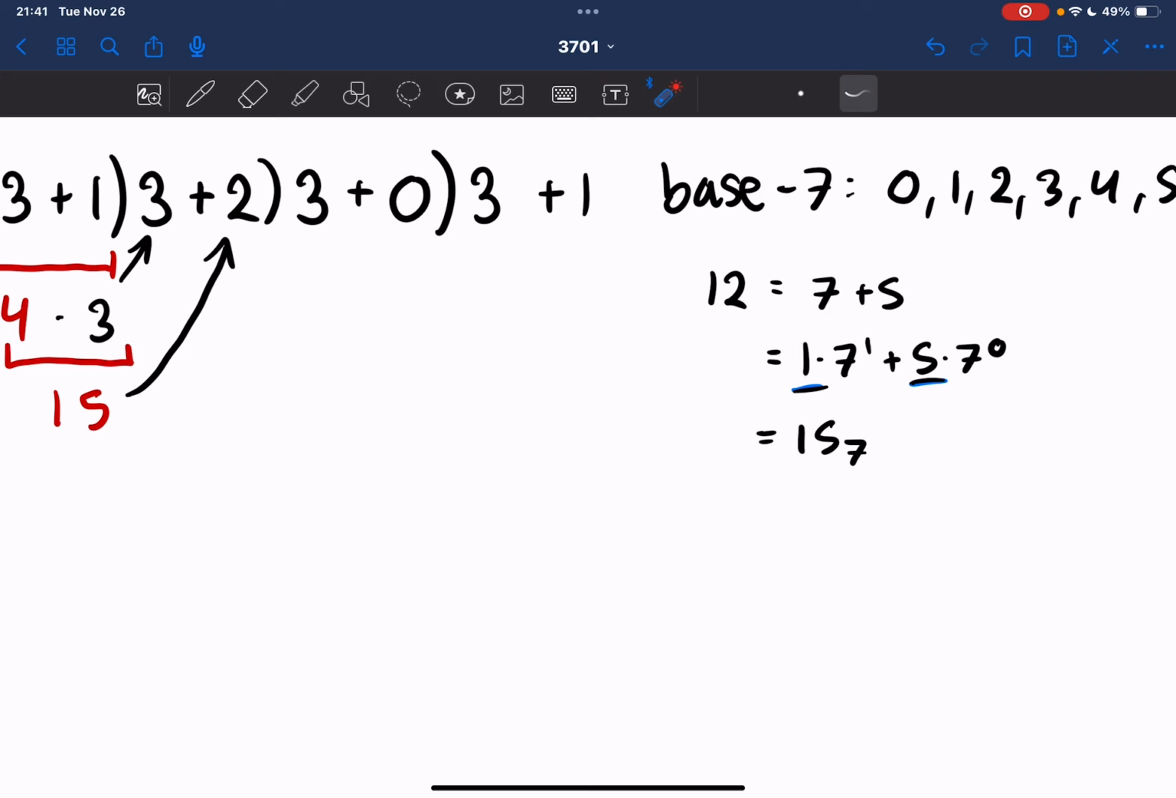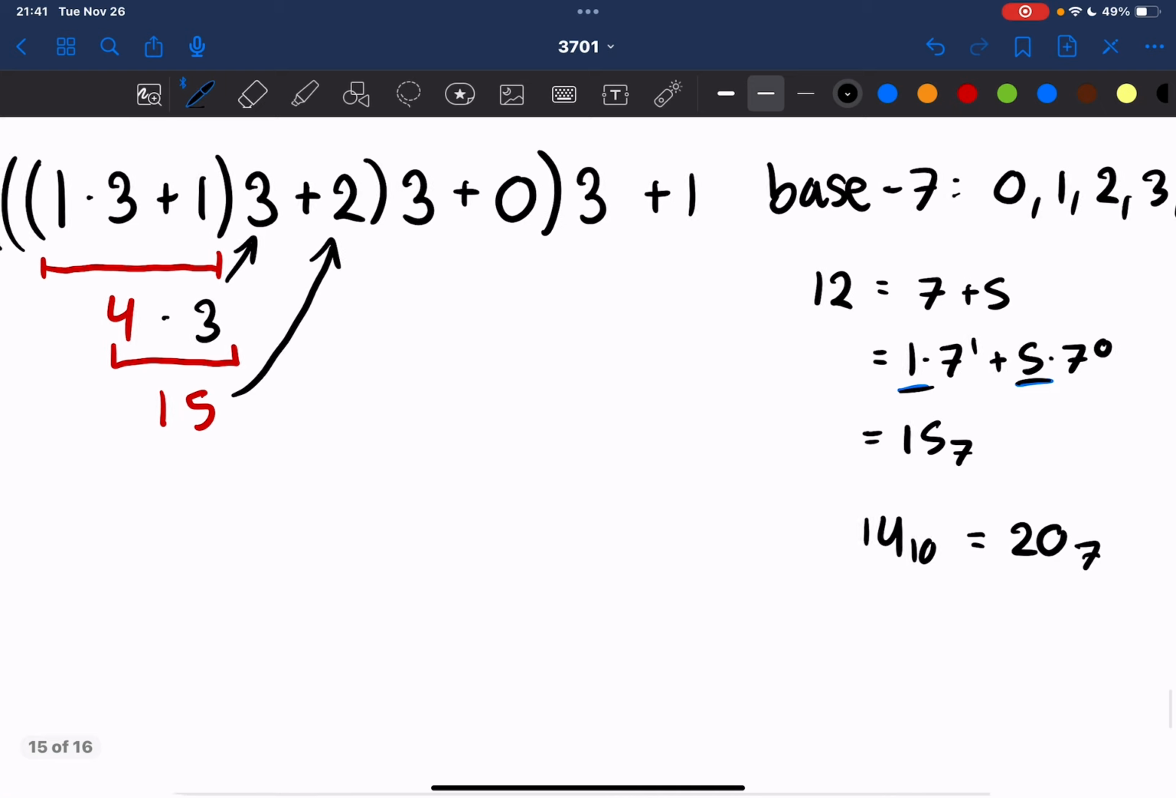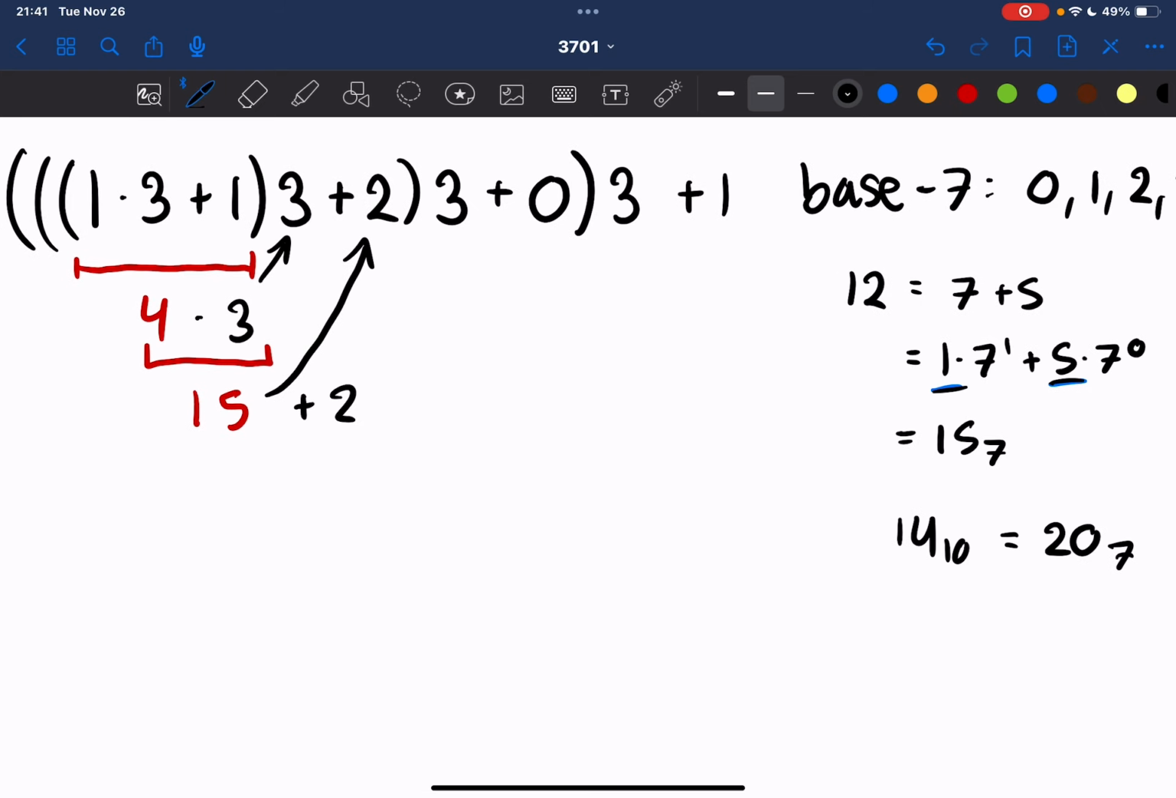It's just 14. 14 base 10 is just 20 base 7, right? Because it's 7 times 2. So I'll just say, okay, 15 plus 2. If I say 15 base 7 plus 2, that's actually just equal to 20 base 7. All right. Next thing we do is we're going to multiply.